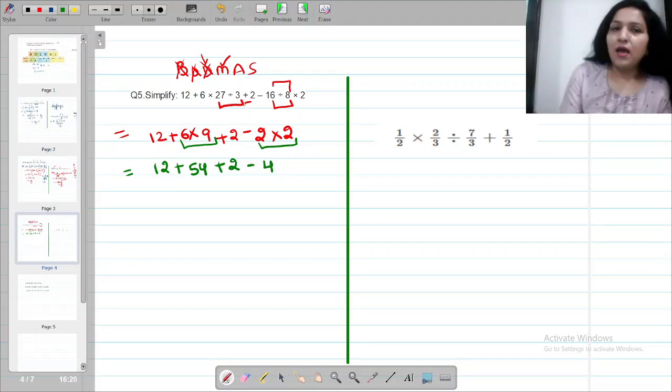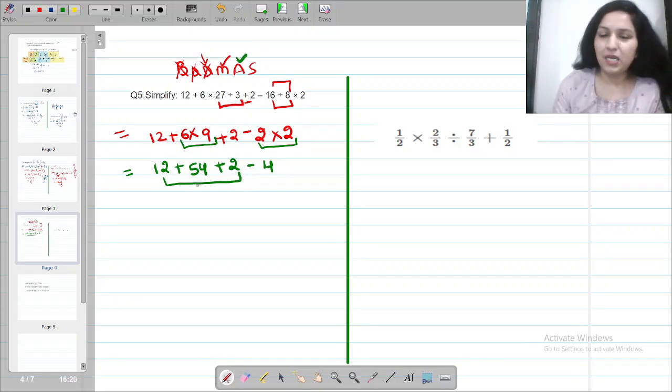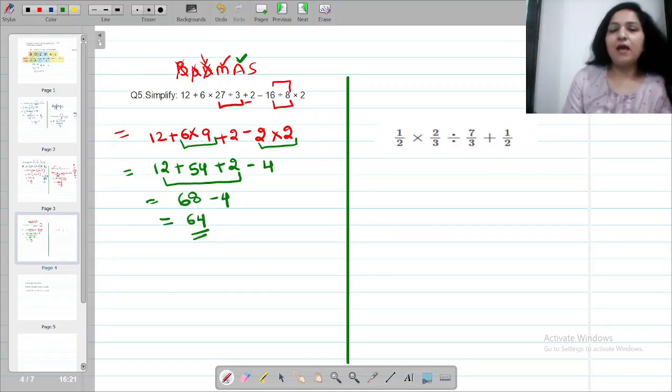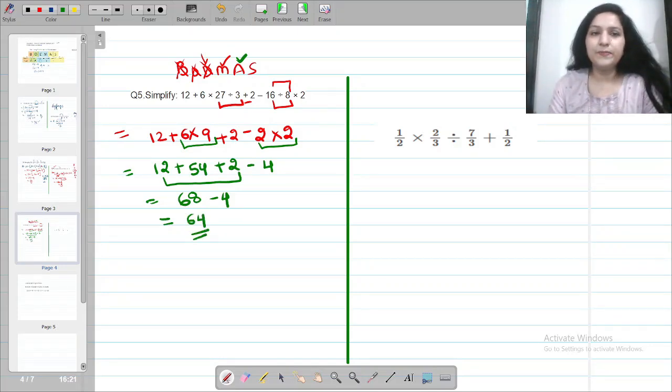Fine up to here. After multiplication, there comes addition. Now you see, these three numbers are positive. It's your choice, you can add two by two or you may add them all together. Hardly makes any difference. So 4 plus 2 is 6. 6 plus 2 is 8. Ones digit is 8. 5 plus 1 is 6. So that is 68 and you are left with minus 4. How much is 68 minus 4? That is 64. Have a look how easily we have got our answer.